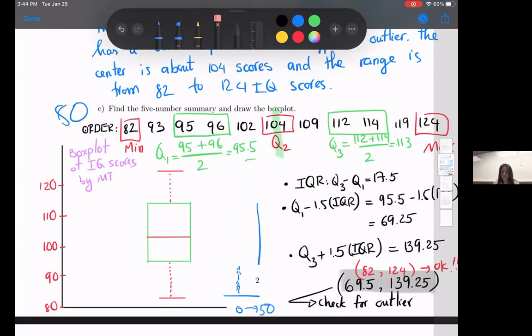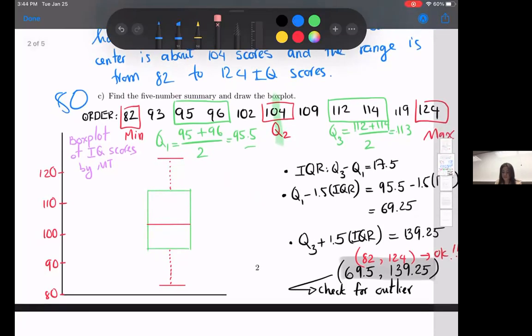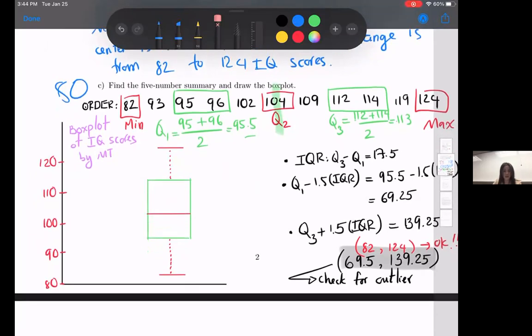Don't worry about it too much. I promise you the exam will be very straightforward. Just make sure you follow these steps. Show me your 5-number summary. Of course, you have to, that's part of the grade. Show me how you check your outliers and draw the box plots, and then make sure you don't forget the title.